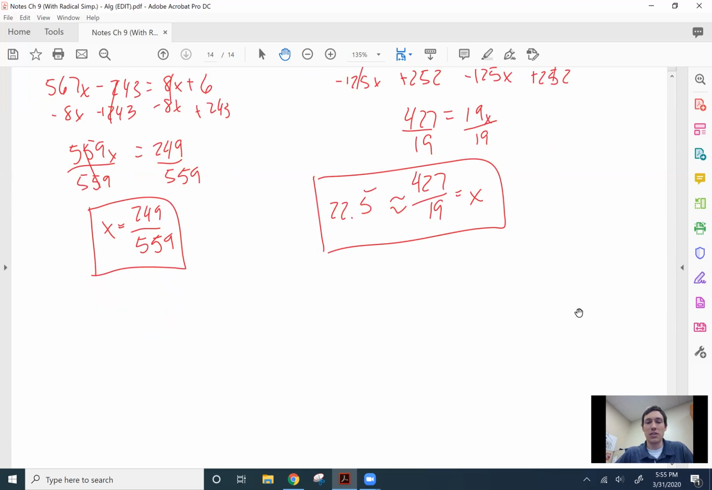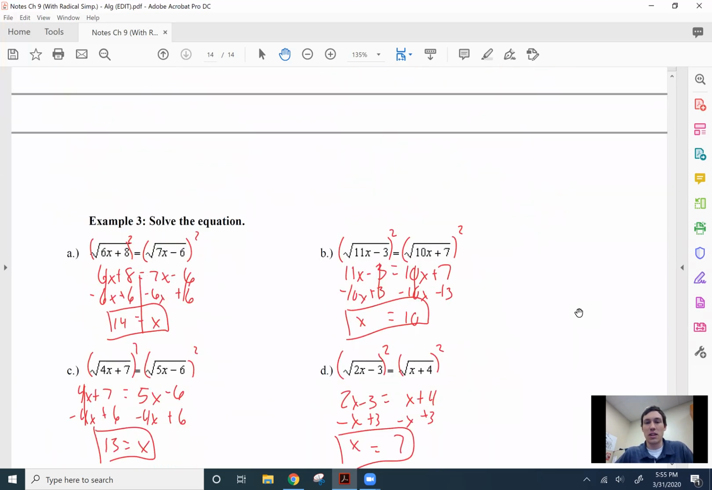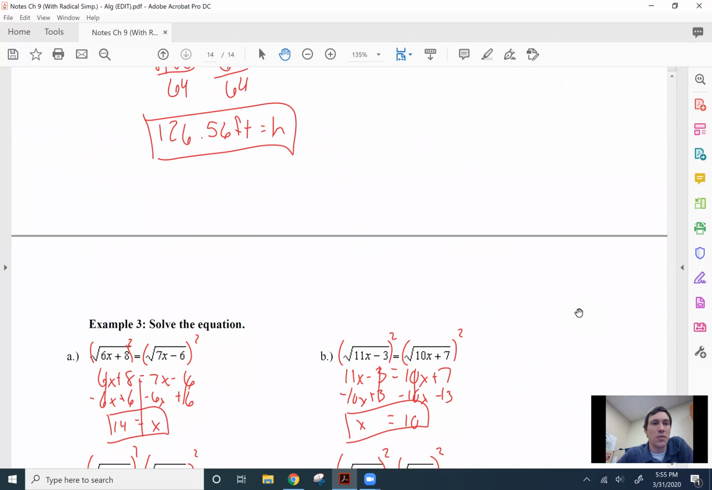All right, so that concludes Unit 9, radical simplification. So dealing with radicals, like I said, you're going to see this again when you get to geometry and advanced algebra. So getting a good idea of how to work with those things now is going to serve you very well in the next coming classes.